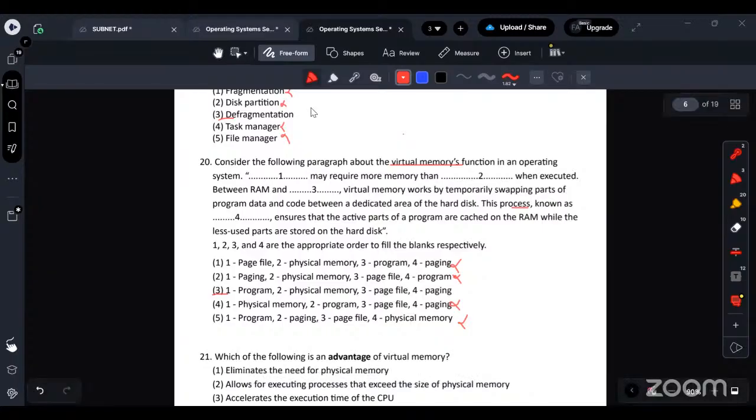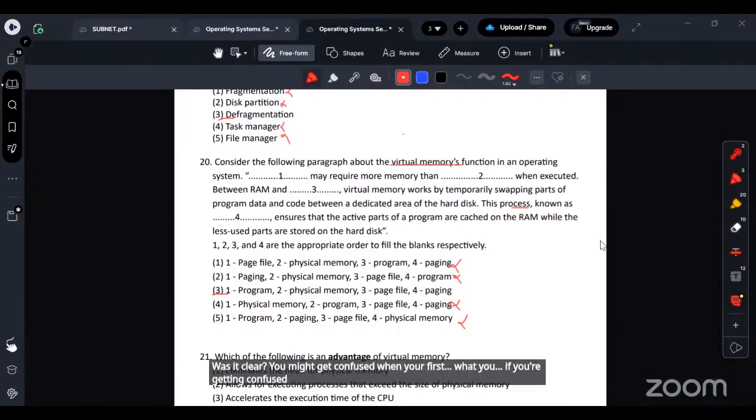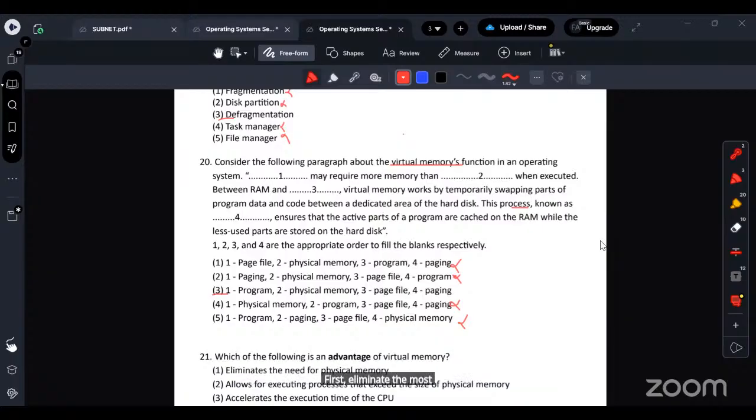Was it clear? You might get confused. If you're getting confused for questions like this, first eliminate the most incorrect answer. If you have doubts between answers, first eliminate the wrong ones. Then you will somehow get the correct answer. I hope that was clear.